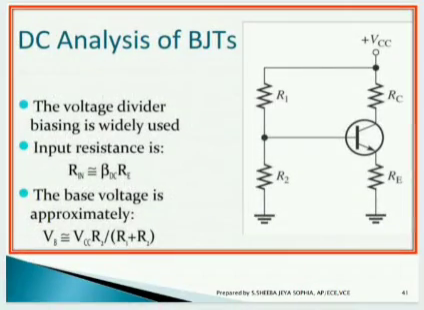Moving to another major concept, DC analysis of BJT. Yes, here DC analysis, that is load line analysis, is done by using the basic circuit taken here. Basically, voltage divider biasing is widely used for analysis. Input resistance, as you can see in this circuit diagram, Rin is equal to beta DC into Re. Emitter resistance, the base voltage is approximately VB is equal to VCC R2 divided by R1 plus R2.